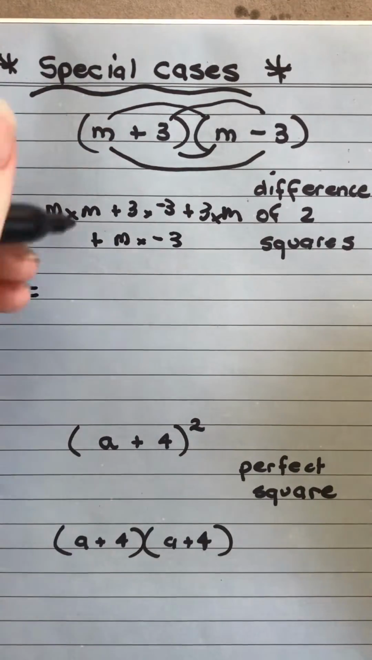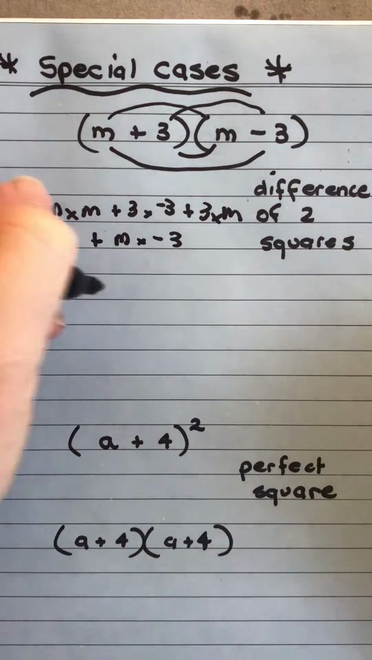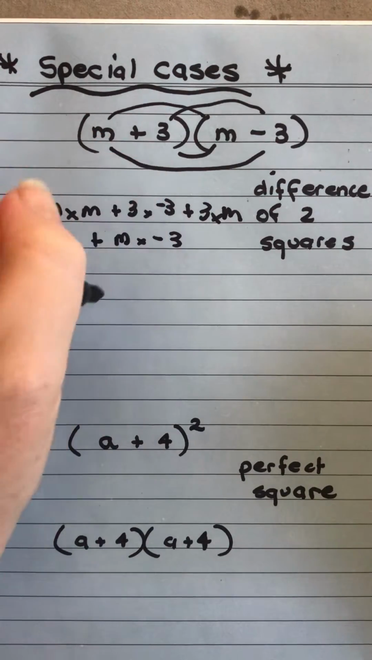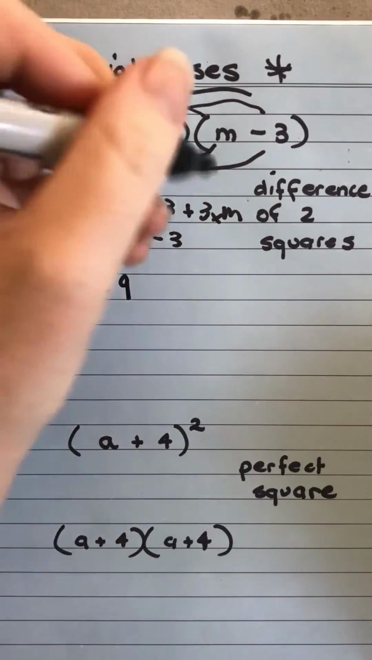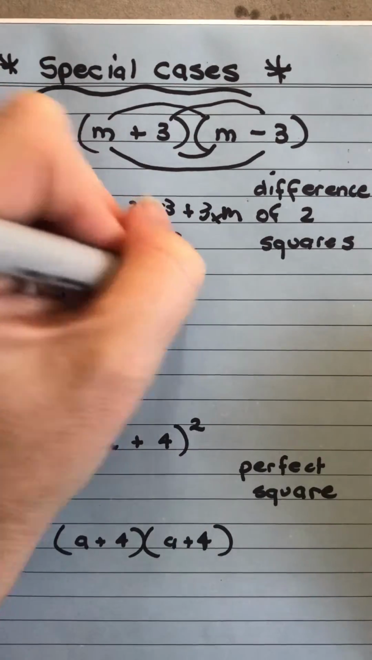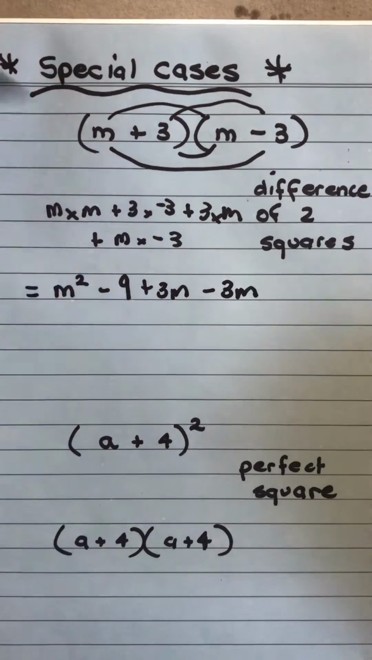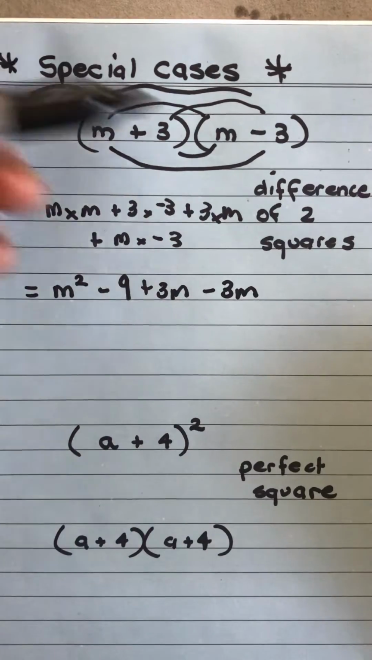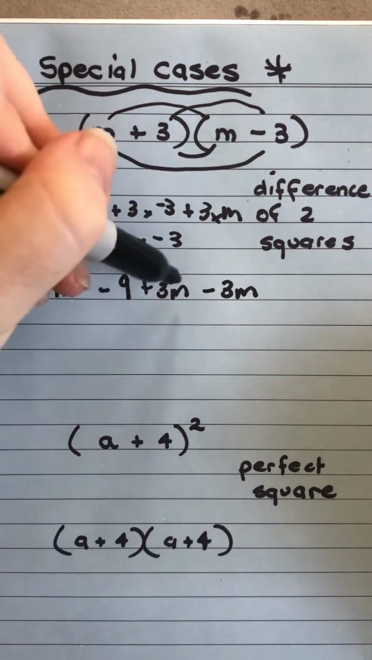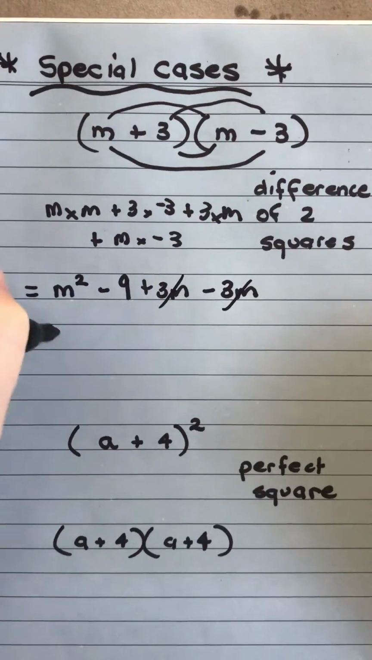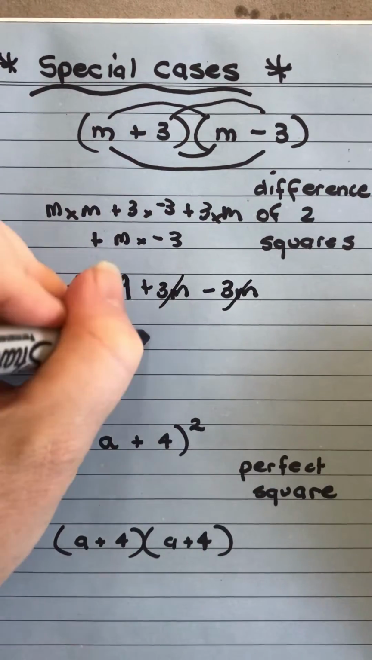So when I go through and simplify that, I get m squared. My 3 times negative 3 gives me minus 9, plus 3m, and then I've got take 3m when I do the negative 3 times m. This is where it becomes a special case, because we've got plus 3m, take 3m, they cancel out, and we're left with m squared, take 9.